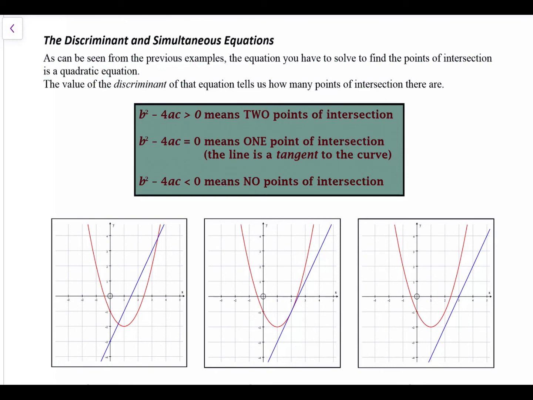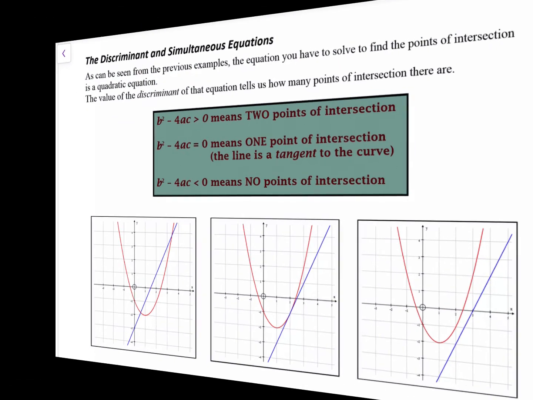Now, if we apply that to this situation where we're trying to find the number of points of intersection of a line and a parabola, if in trying to solve those two things simultaneously, the discriminant of the resulting quadratic equation is greater than 0, that means there's 2 points of intersection. If the discriminant is 0, there's 1 point, and that's the middle graph there. Or if the discriminant is less than 0, it means there's no points of intersection.